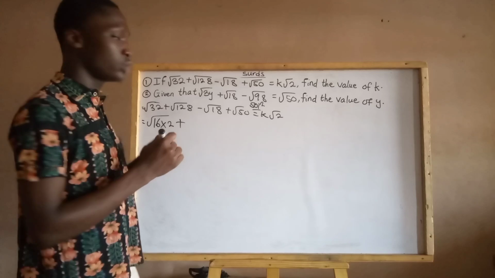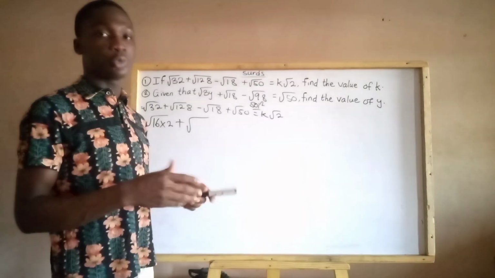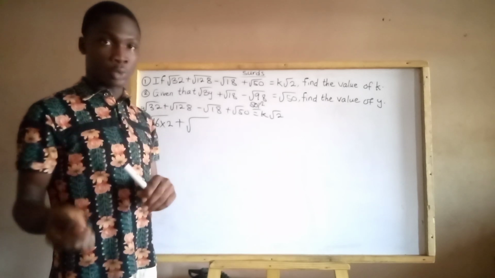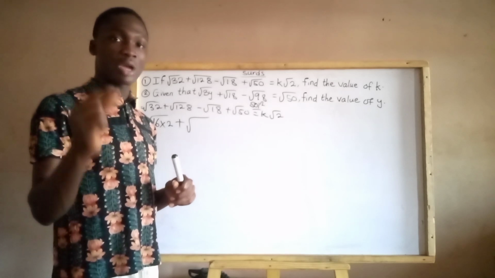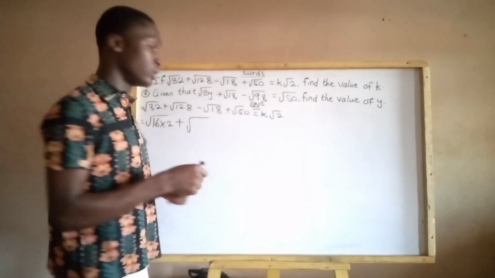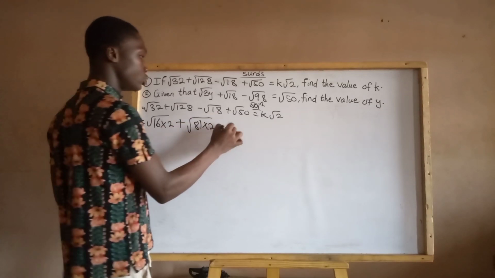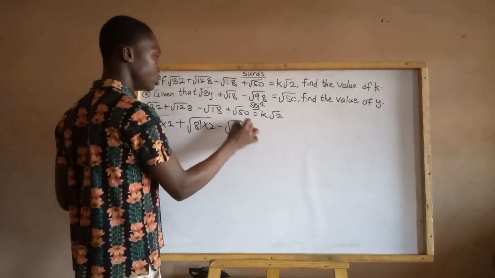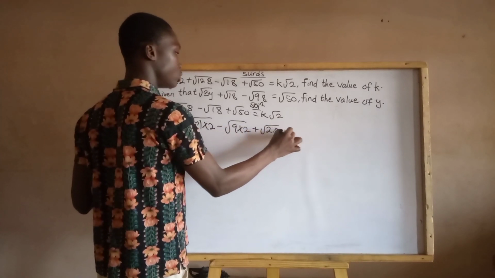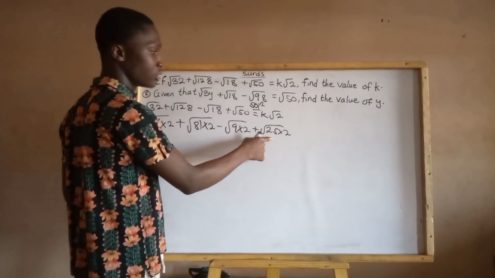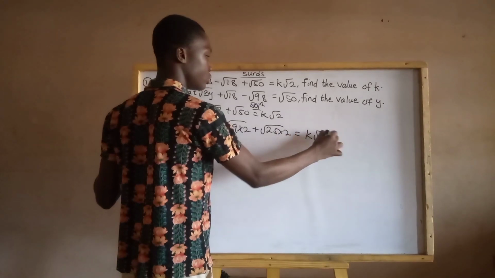And here, root of 128, you have to find a perfect square that multiplies a given number to give 128. And the perfect square is 64. 64 times 2 gives 128. And 64 is a perfect square because 8 times 8 gives 64. So we have 64 times 2. Minus root of 18, we have 9 times 2. 9 is a perfect square. Root of 50, we have 25 times 2. 25 is a perfect square because 5 times 5 is 25. It's equal to k root 2.